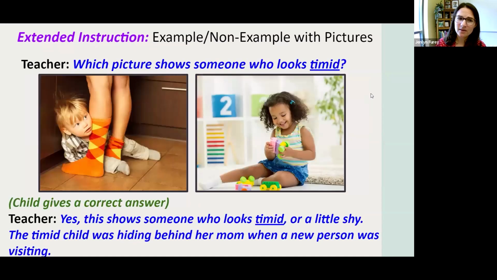Another example for timid, and these are stock images that were pretty easy to find. At the end of the presentation, we give some links to free available stock images that you can search for coming up with some of these activities. So this is one for timid.